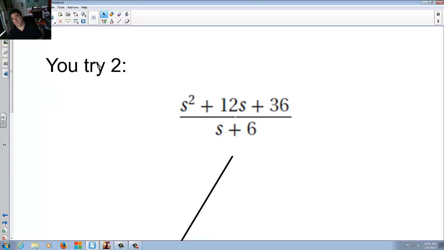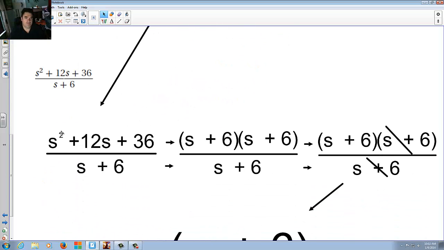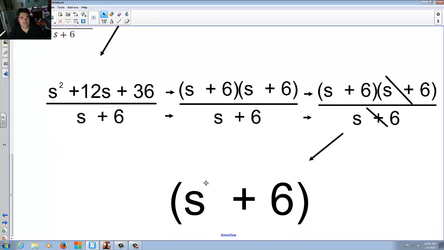You try number 2, s squared plus 12s plus 36 over s plus 6. Go ahead and break it apart. Go ahead. Splits up nicely into s plus 6 and s plus 6 over s plus 6. You're only going to take out 1. Doesn't matter which one, but you're only taking out 1 for 1. So that goes away, leaving just s plus 6.